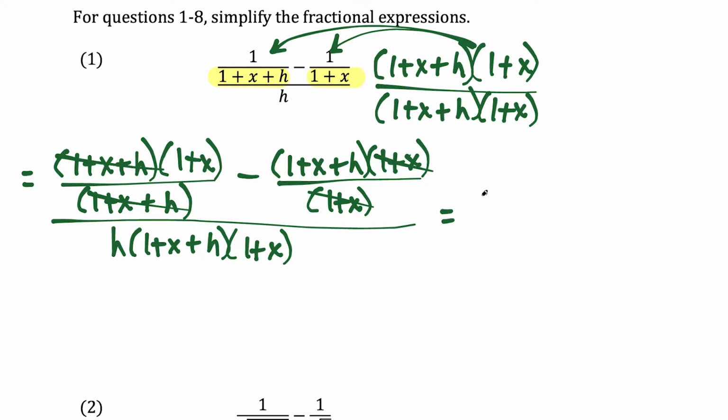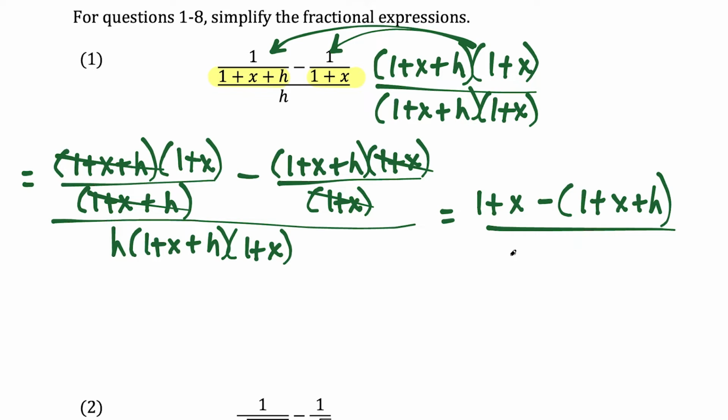So in the next line, what we have is 1 plus x, which is the leading term here, so we could just get rid of the parentheses here. But then we have minus, and we have to keep the parentheses here for the 1 plus x plus h, because in the next step, the minus is going to distribute. And we're dividing all of this by h times 1 plus x plus h times 1 plus x. Okay, so now for the next part, we're going to send the negative through like this.